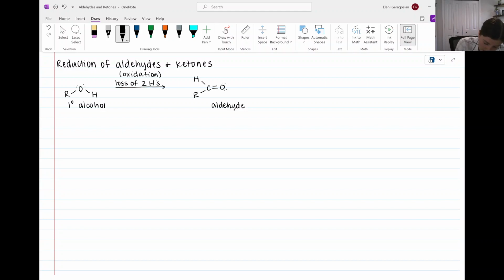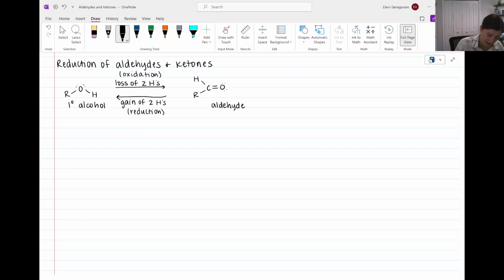If we start with an aldehyde and form an alcohol, we need to gain two hydrogens, and this is the reduction. So when we do these reduction reactions, two hydrogens will be gained by the molecule. One is gained by the oxygen to form an alcohol. The other is gained by that carbonyl carbon. So that's with the primary alcohol.